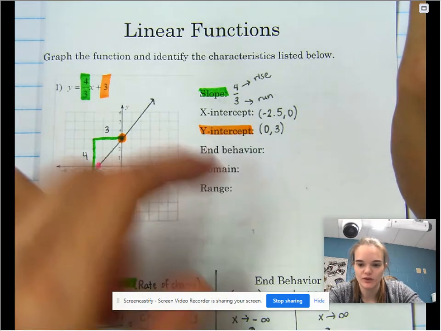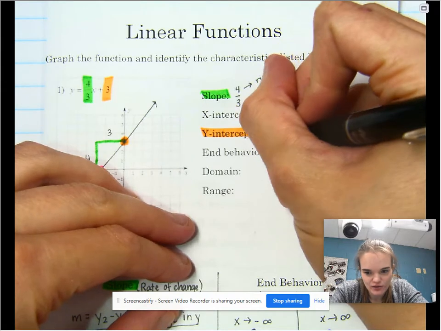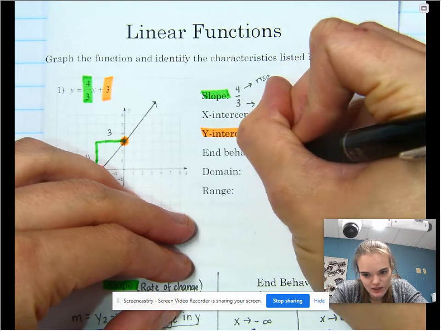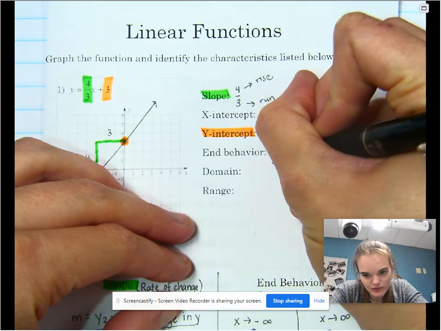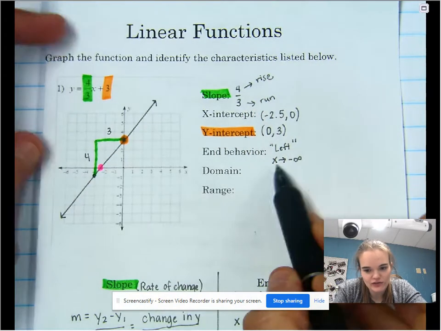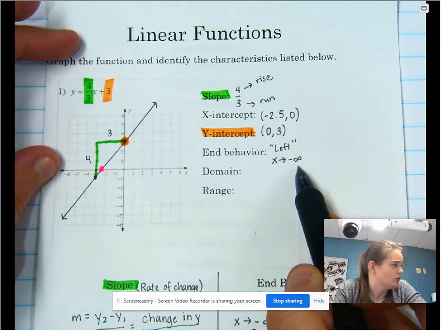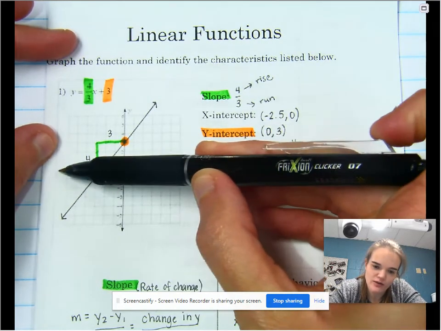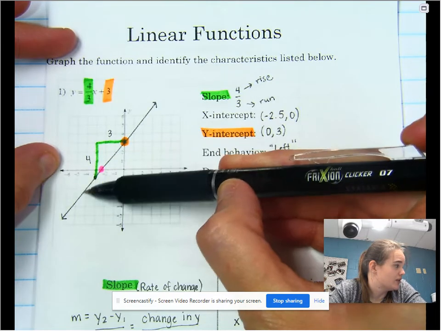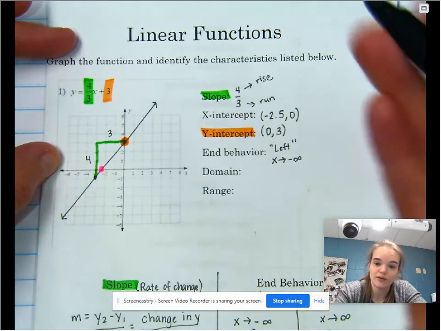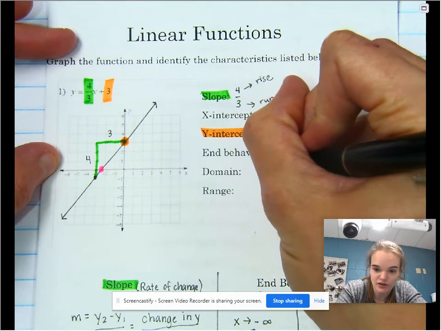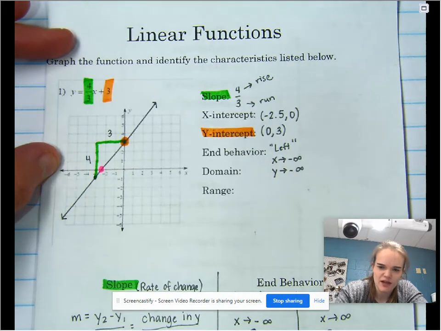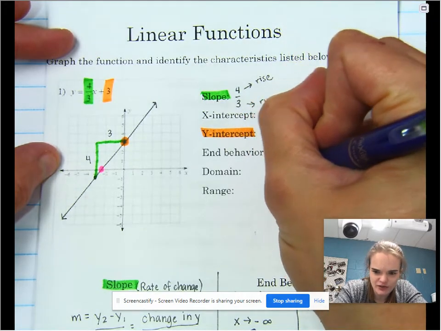Okay, in end behavior, I'm only going to write left once. Left means what happens when x approaches the negative values. When x is going towards the negative values, y is also going to the negatives. It's going down. That means my answer is y approaches negative infinity. In case you're confused, this is the answer.